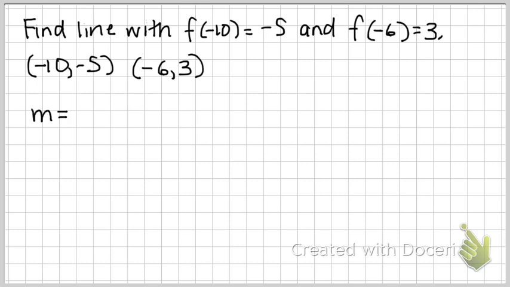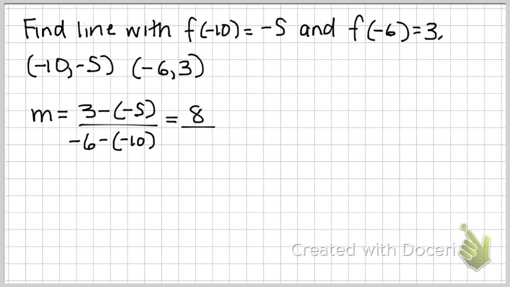I simply am going to do the slope, change in y. So let's do 3 minus -5 over change in x, -6 minus -10. So what do I get? 8 over 4. Well, that's convenient, right? 8 over 4 is 2.